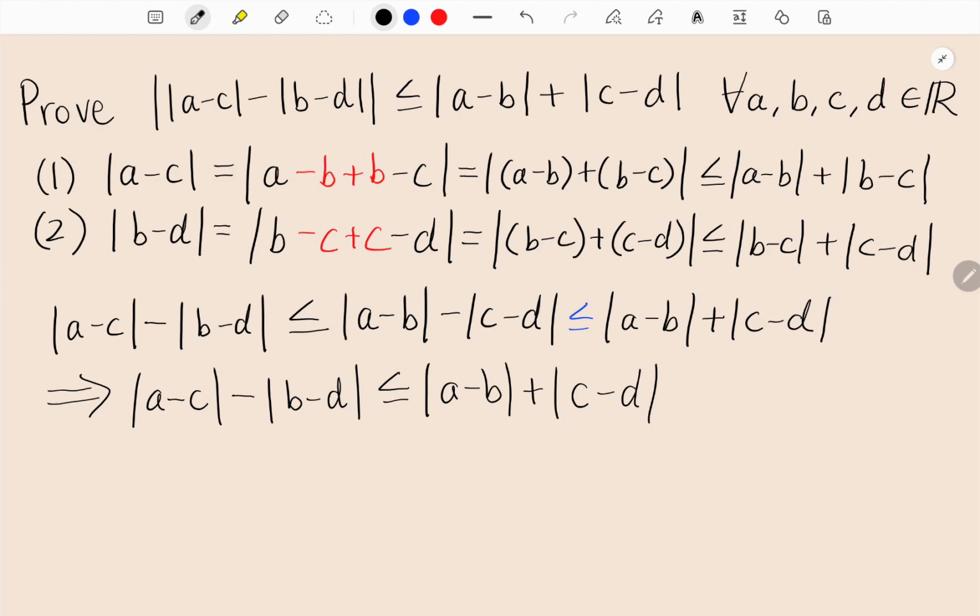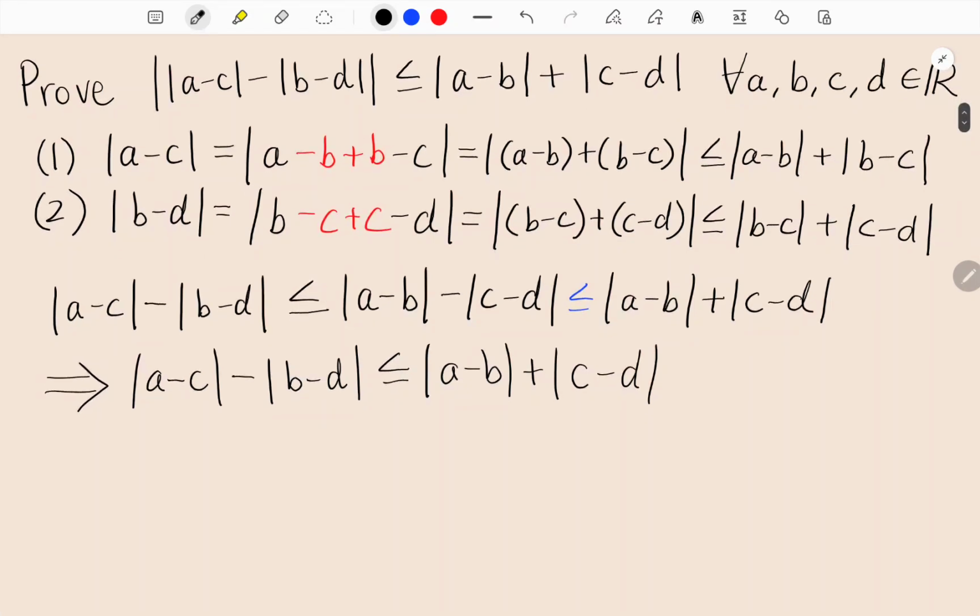Okay, but that's okay, because I'm going to lower bound this guy, and I'm going to show you that I can lower bound this guy by the negative of this guy. If we can do that, then we'll move on. So from equation 1, I'm going to rearrange it. For equation 1, I'm going to move the absolute value of a minus b to the left-hand side.